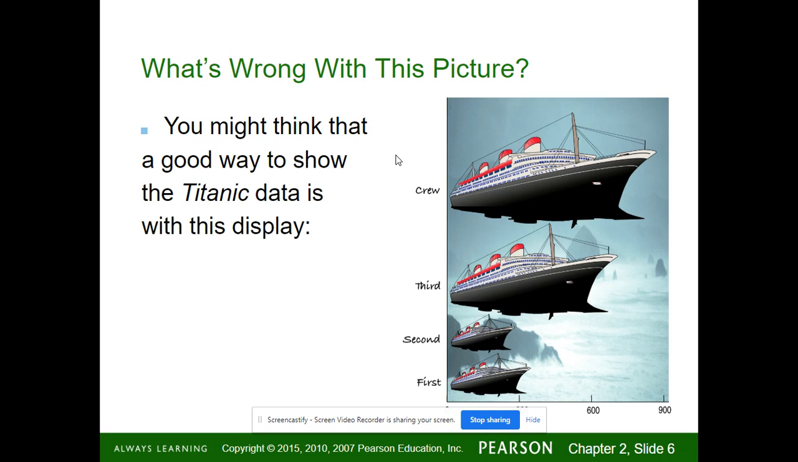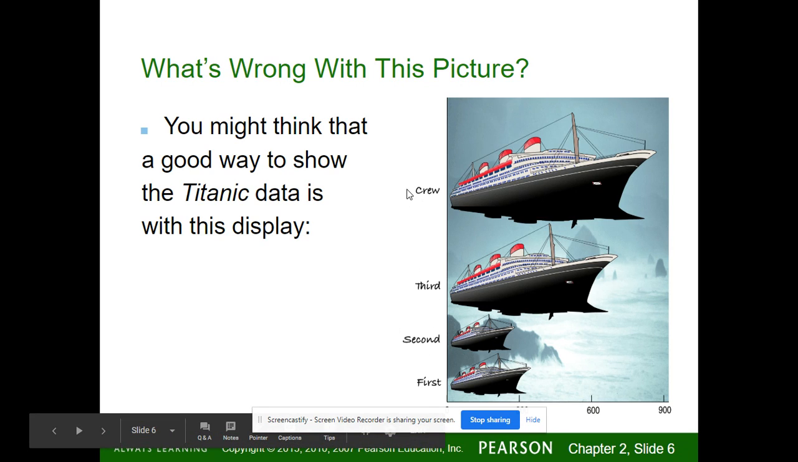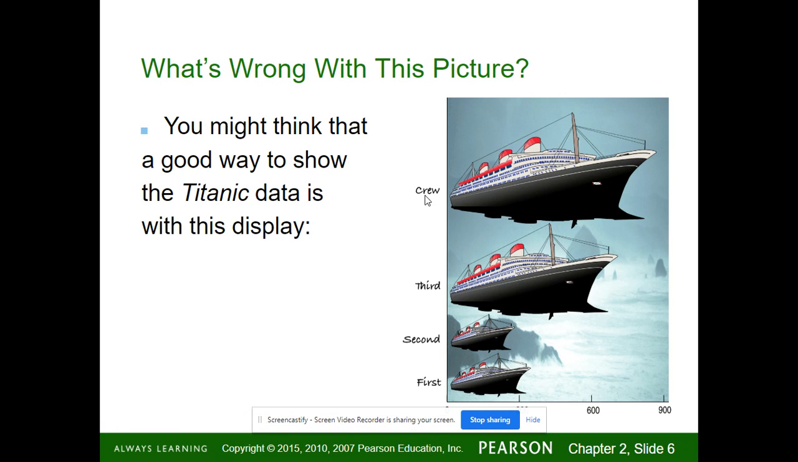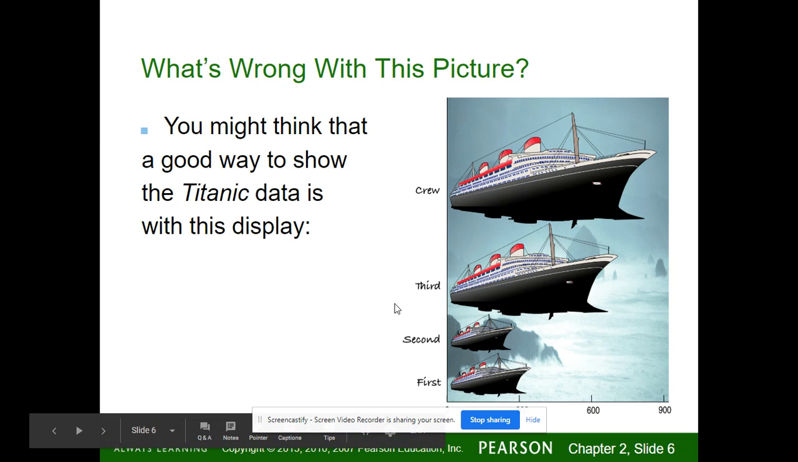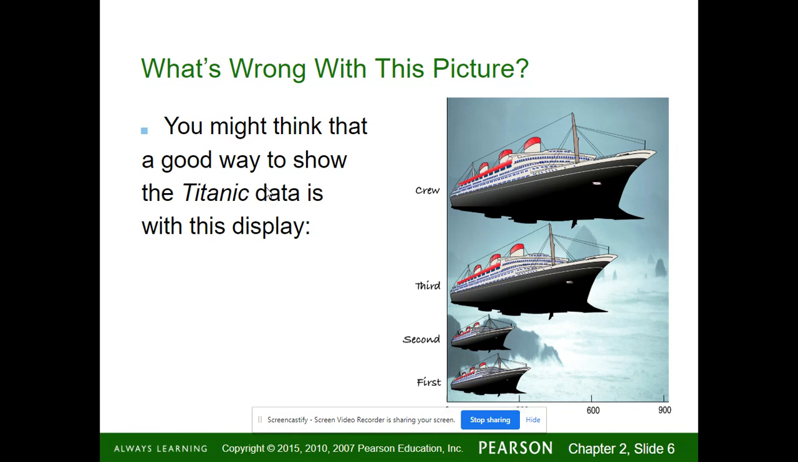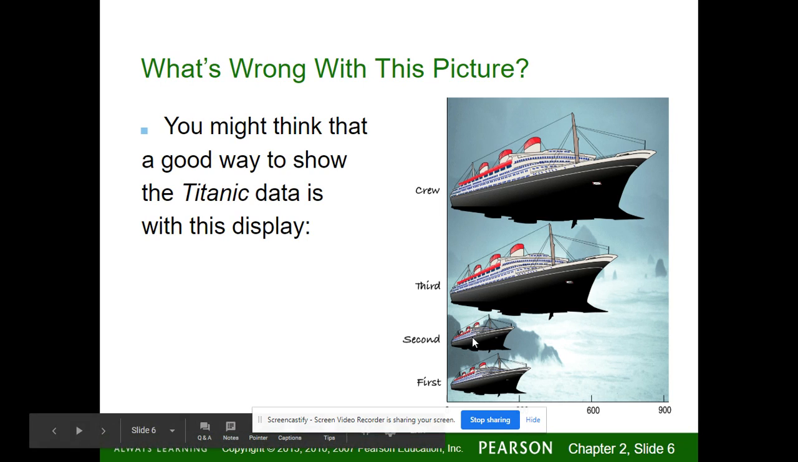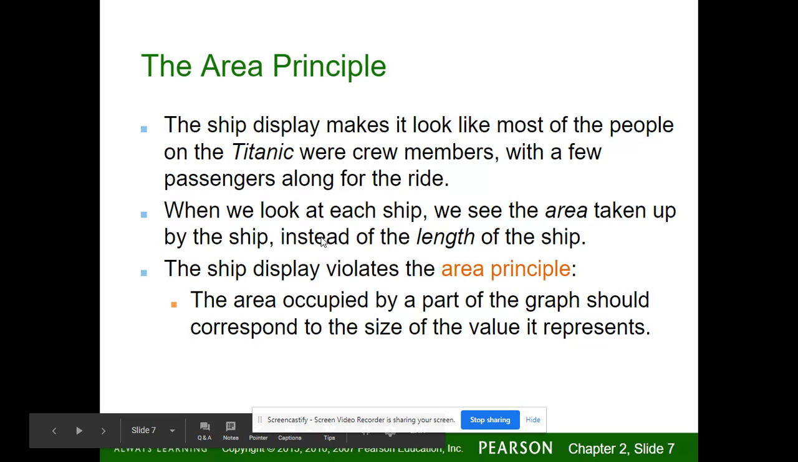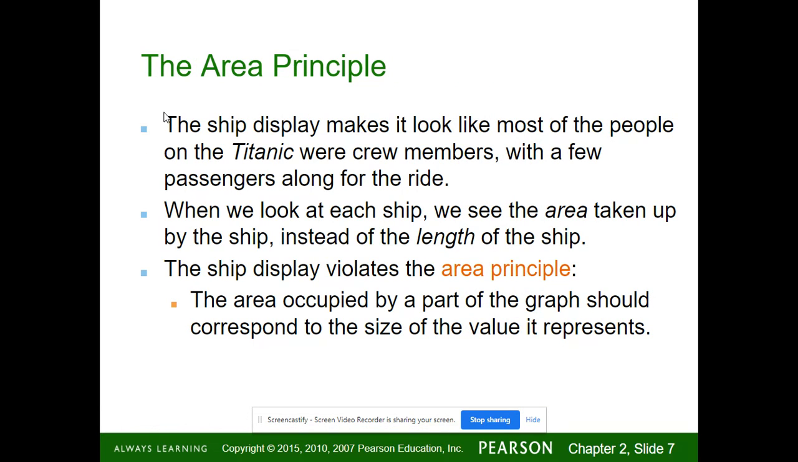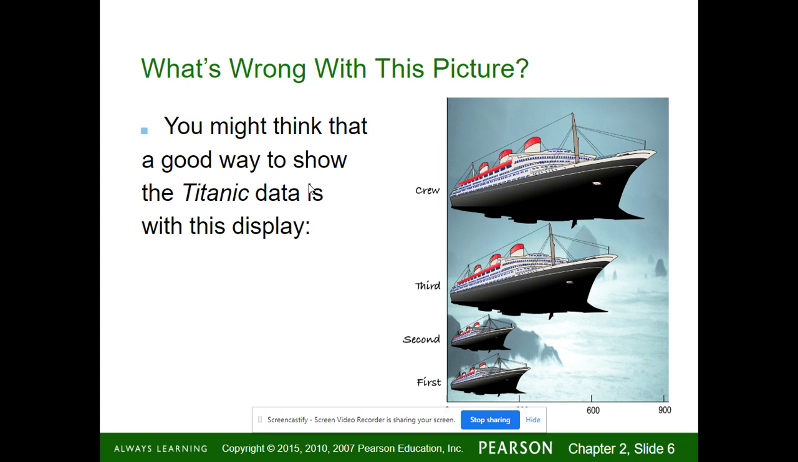There are lots of bad graphs out there, and we'll show some as we go. Here's one showing the same data, but not in a very effective way. Looking at this, the crew, third class, second class, first class, it looks like the whole ship was made up of the crew and just a few other people. That's not the case. The crew did have the most, but it makes it look like 5 times the amount of that. It looks cool, but it's not effective if you're trying to display data.